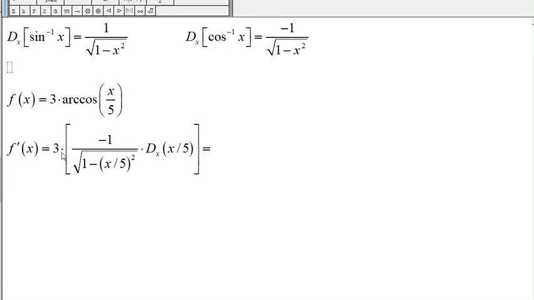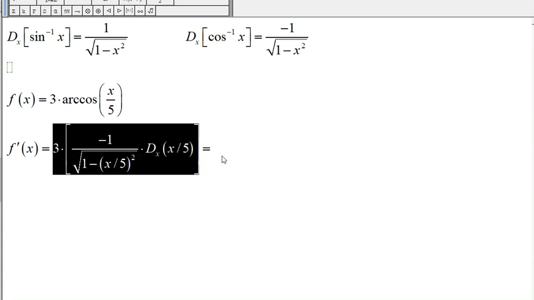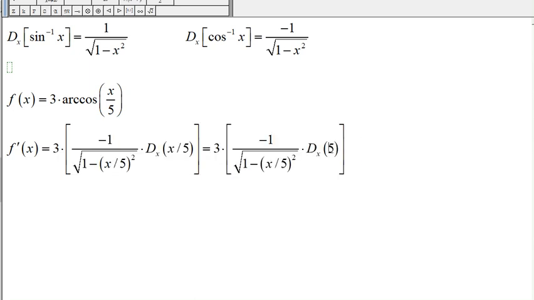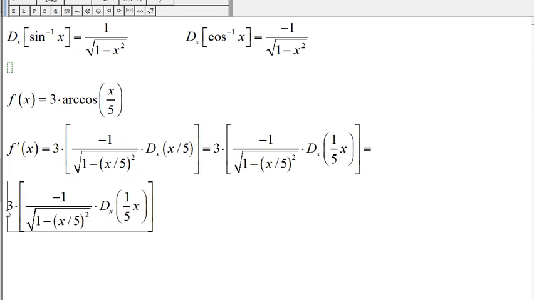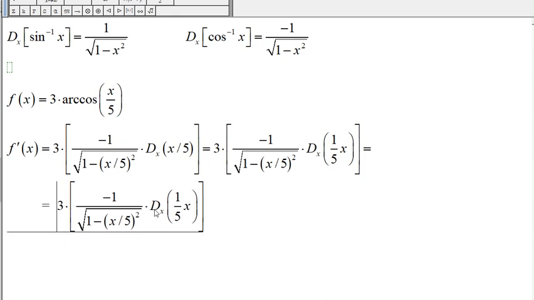And let's go ahead and rewrite the x over 5 so we can get the derivative easier. Now x over 5 is the same as 1/5 times x. The derivative of 1/5 x is just 1/5. And so the final answer, we'll get 3 times negative 1 times 1, which is negative 3. And then for the bottom, we get 5 times this expression right here.